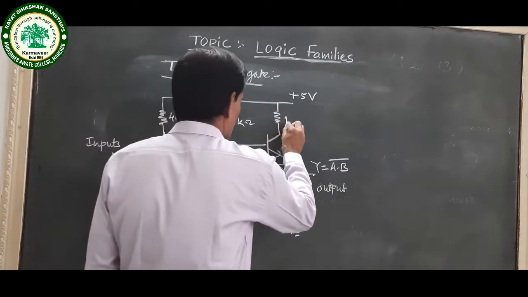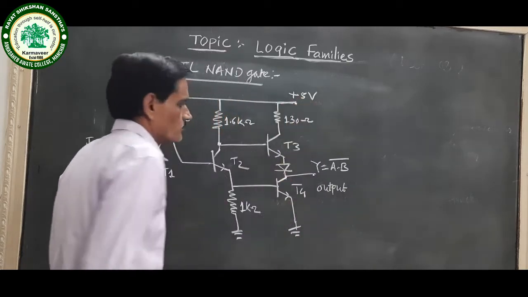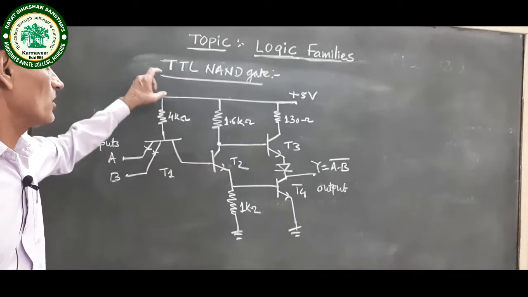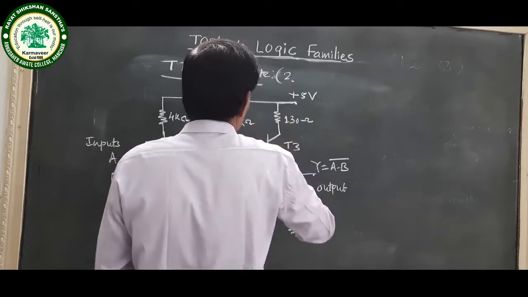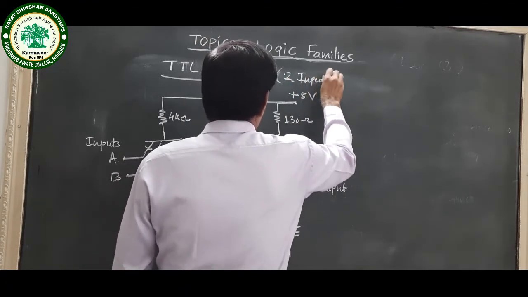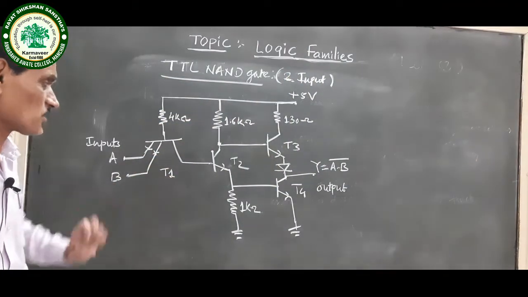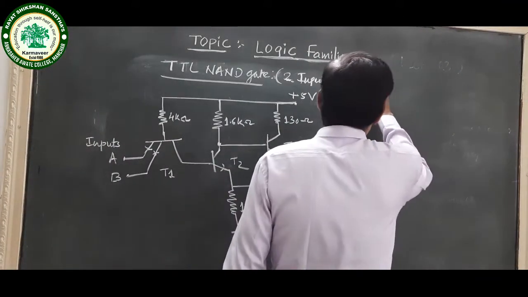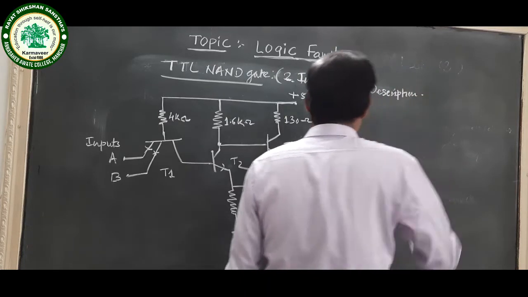The value of the resistor is 130 ohm. Anyway, this is the circuit diagram of the 2-input TTL NAND gate. Now you can write the description regarding it. Try to understand one by one.